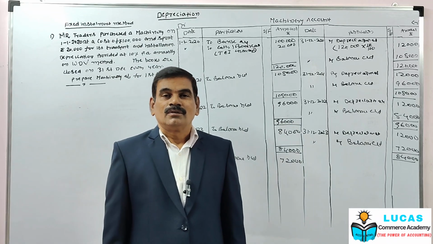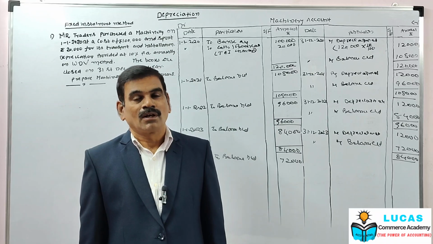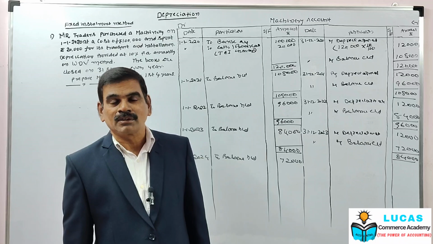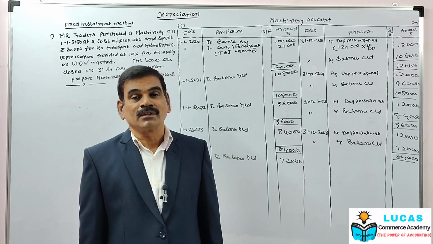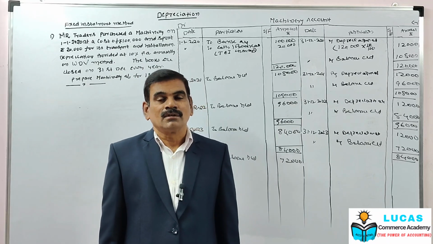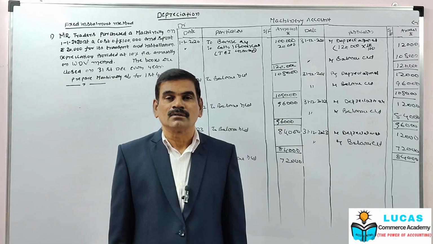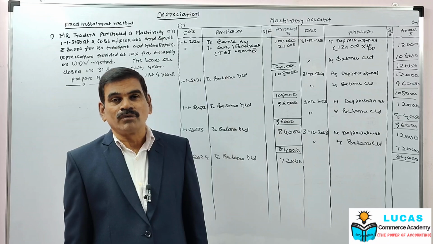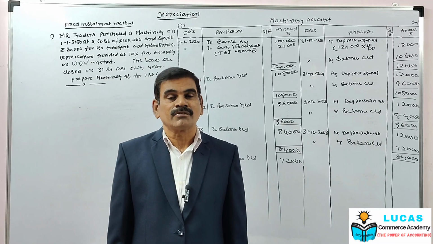In the last video, we discussed the fixed installment method. Now, we are going to discuss the diminishing balance method, or reducing balance method, or written down value method. This is the second method. This method is an improvement over the fixed installment method. But how this method is improved over the fixed installment method, let us discuss in the next video.